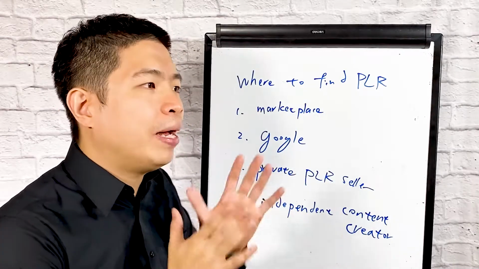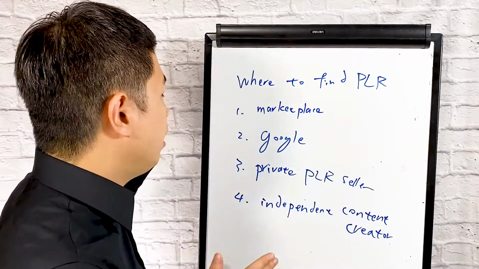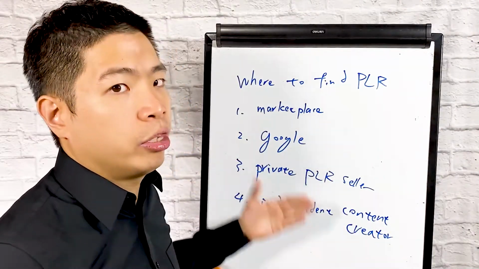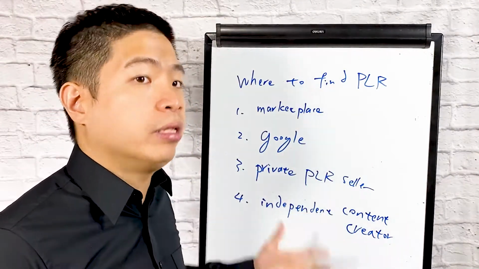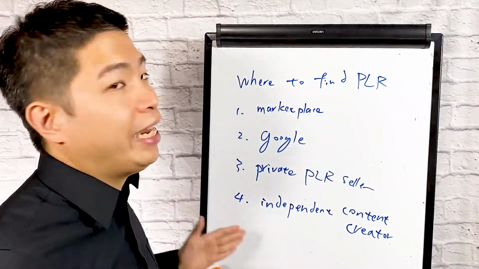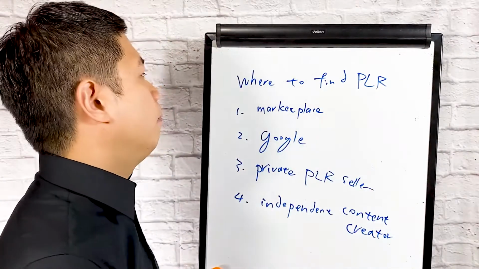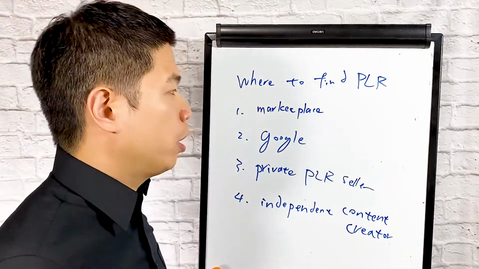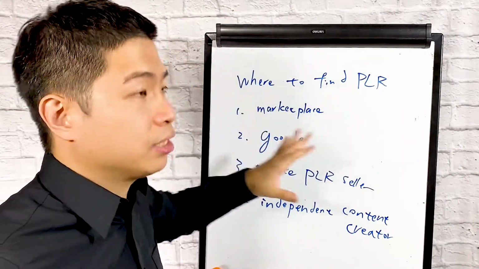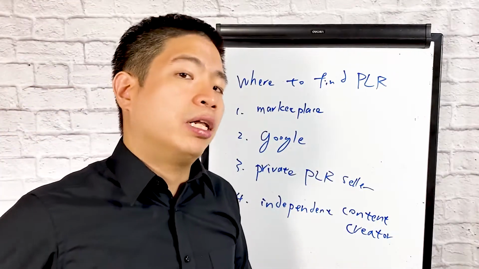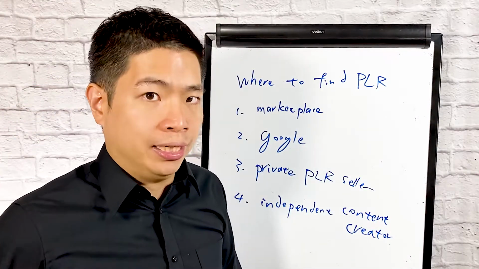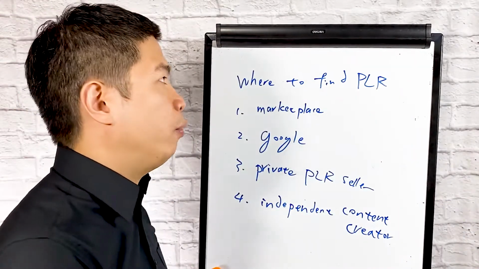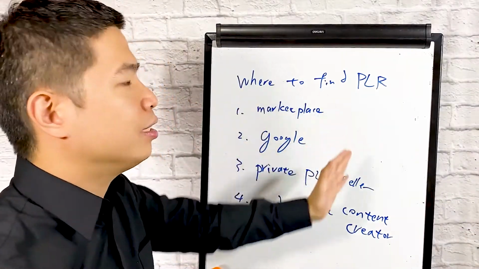I would say that the best content you can get will be either from independent content creators, who create content on their own and you negotiate a right to sell it, or you can find someone to create the content for you. But if you're trying to find it on a marketplace or on Google, you want to find the gold from the dirt, because sometimes the quality of those PLR may not be great. So you really want to find some good ones from the bad ones. So those are the 4 different ways you can find PLR content.